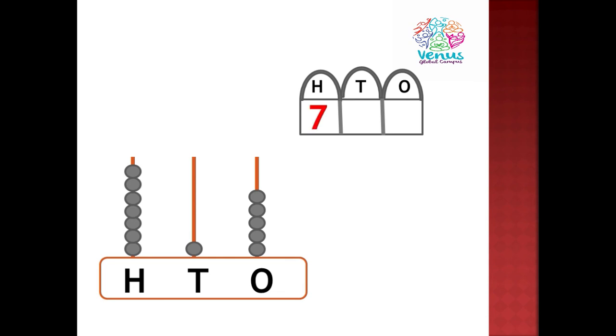Then how many beads are there in the tens place? Only 1 bead. So we have to write 1 in the tens place. Next, how many beads are there in the ones place? 1, 2, 3, 4, 5. 5 beads are there in the ones place. So write 5 in the ones place. Like this only we have to write the number shown on the abacus.